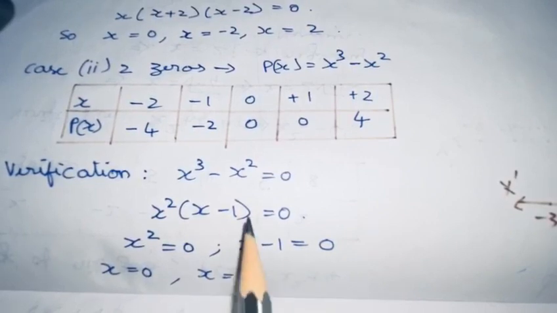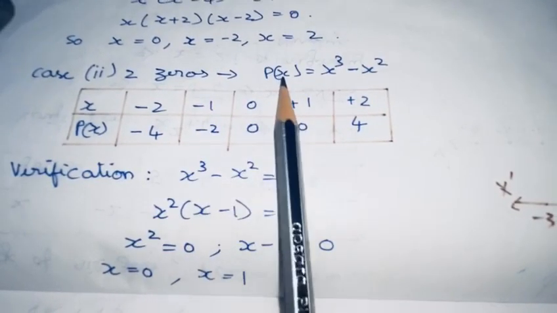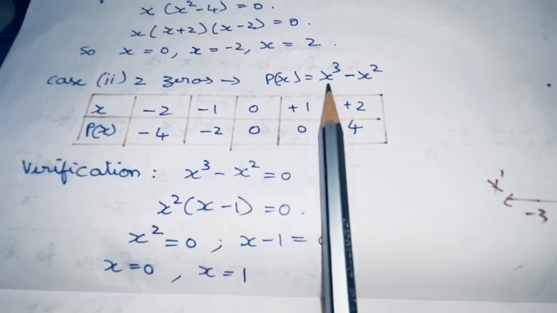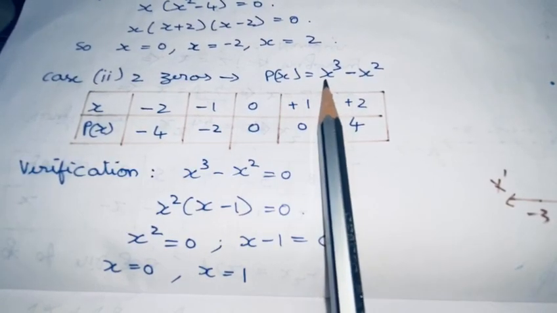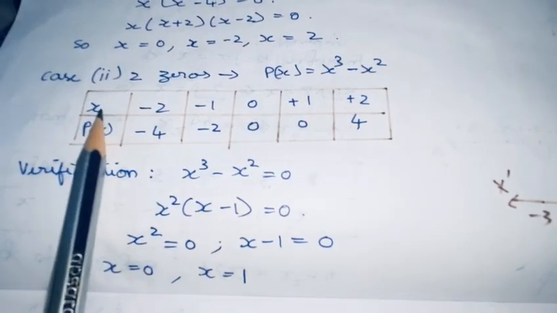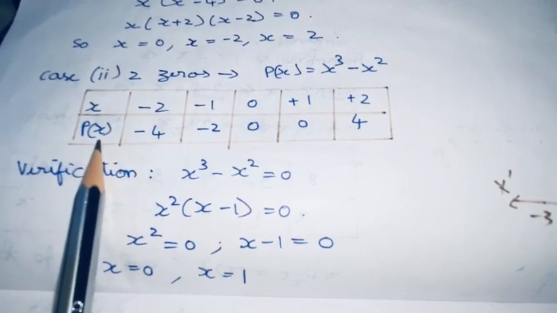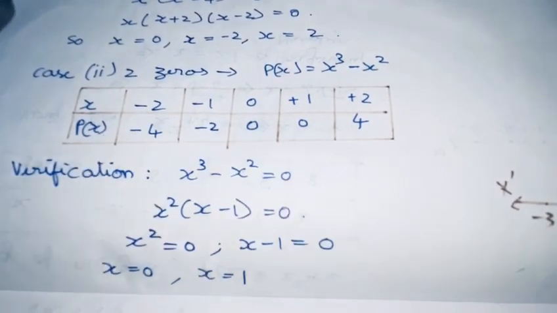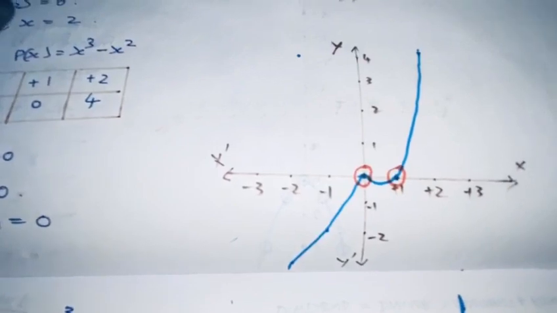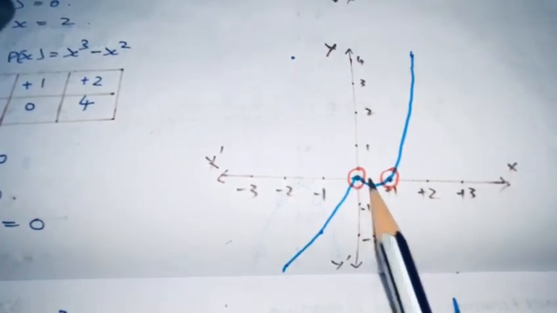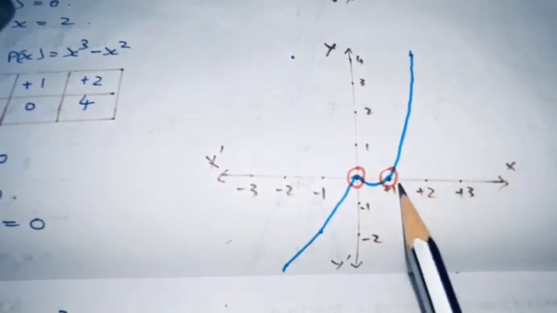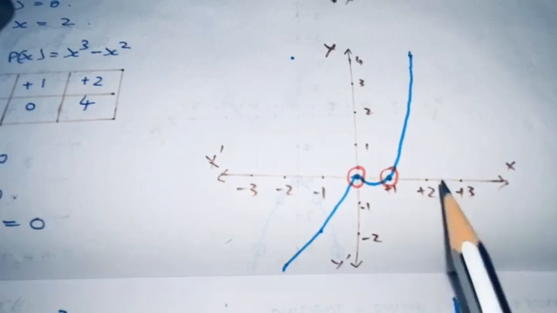Now, we will see 2 zeros for the cubic polynomial. To understand that, we will take the example expression as x cube minus x, and we will have the corresponding values of x and p of x, that is also known as y, and plot that particular graph. You will get the graph to be like this. It is going to intersect at 2 points. So, the number of zeros of this particular cubic polynomial is 2.